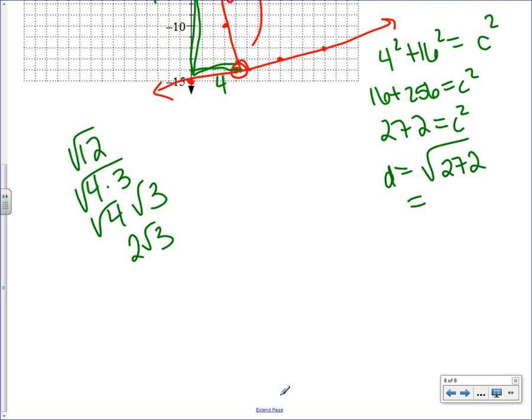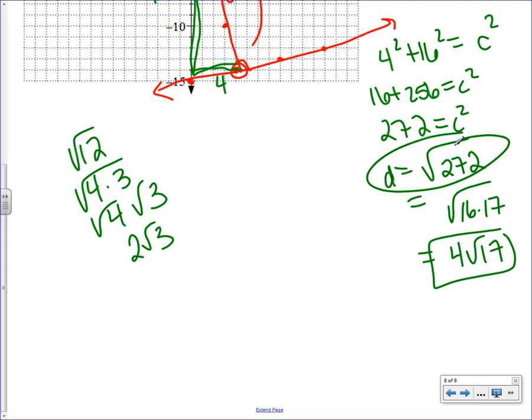I heard someone say 16. Yeah? 16 times what? 17. What is the square root of 16? 4. So our final, I get full credit, I totally understand what's happening answer is 4 root 17. If you left it as the square root of 272 for now, that's like half a point. It's not perfect, it's not done, but you at least got the concept. You did all that work and you just didn't break it down at the end. I get that, but eventually we need to make sure we remember how to simplify square roots.